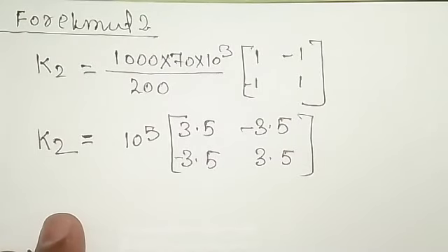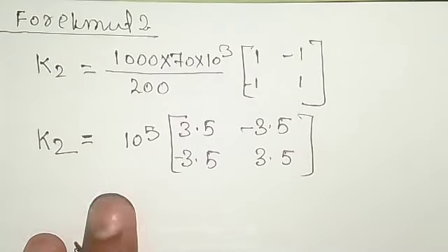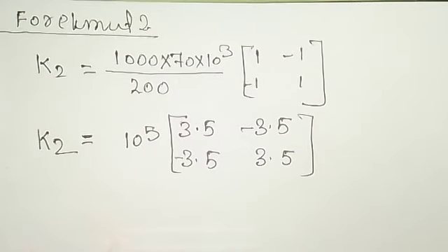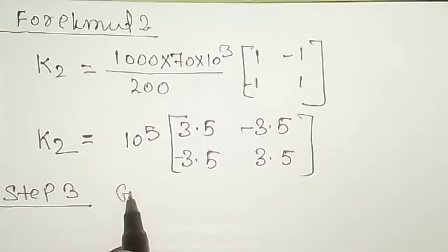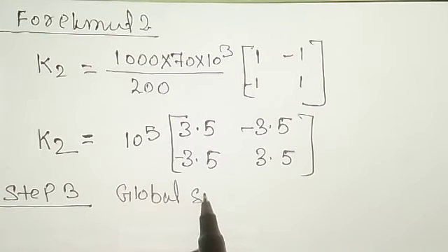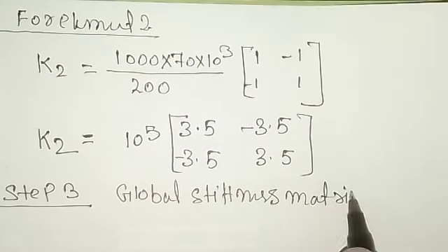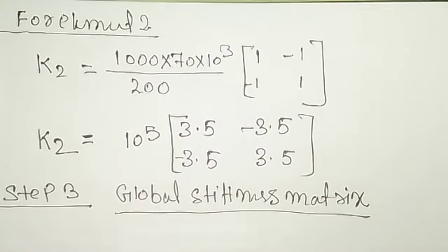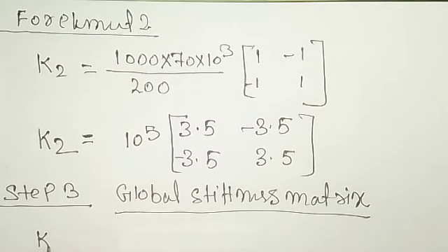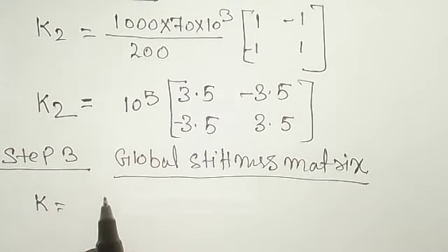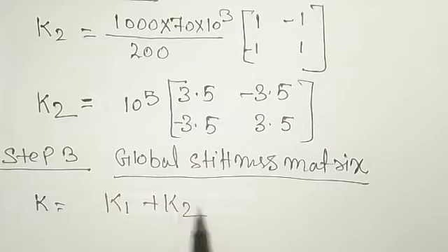Now we have to globalize them, which means we have to add the stiffness 1 and stiffness 2, so then we'll find out the global stiffness matrix. For that we should add this K1 and K2. So the next step, step 3, means the global stiffness matrix. How will we get that? K is equal to K1 plus K2. Simply you have to add this.